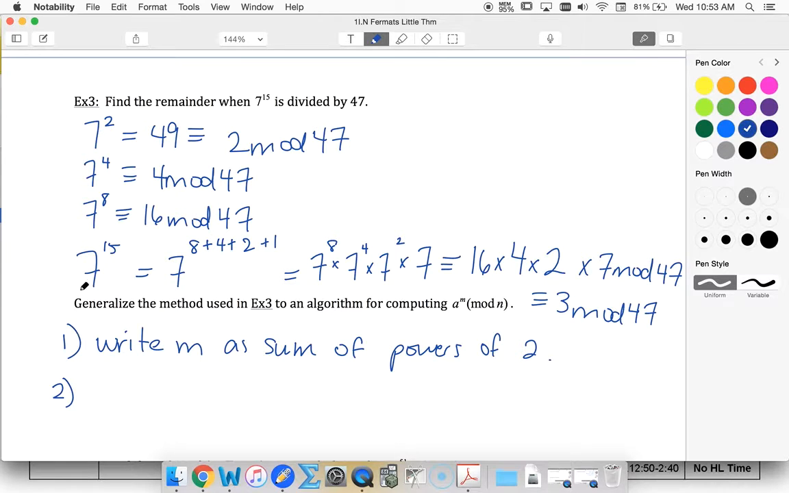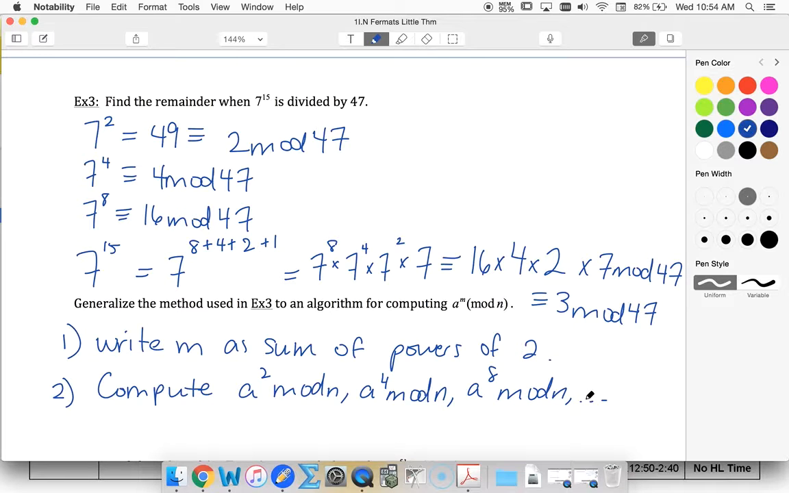The next thing we need to do is calculate all of our powers of 2 mod n. So we want to do a squared mod n, a to the 4th mod n, a to the 8th mod n, and so on, up to the maximum powers of 2 that we need. And then we combine those to find the remainder. So combine and simplify.